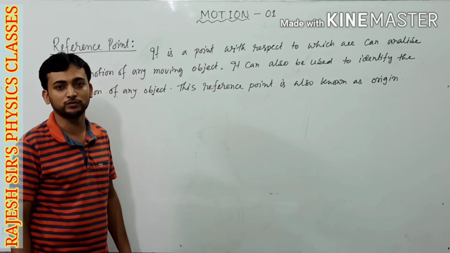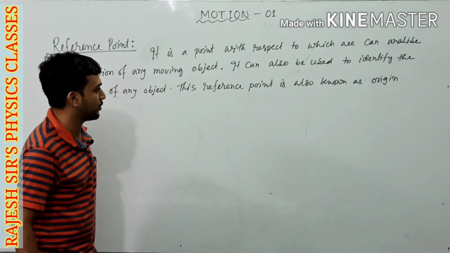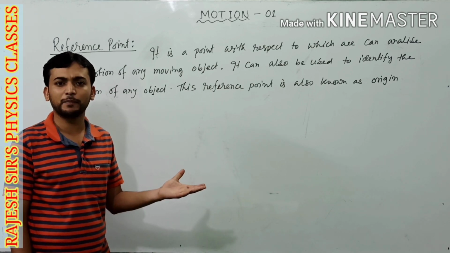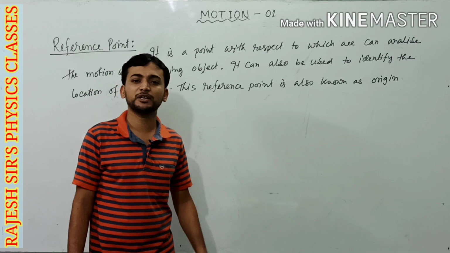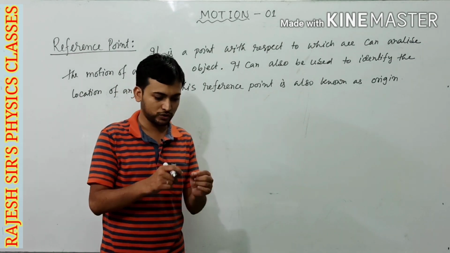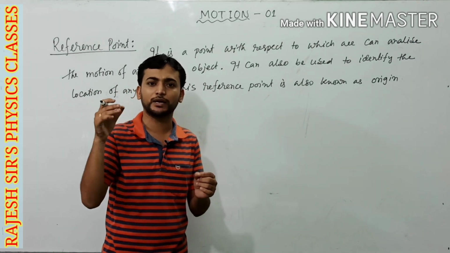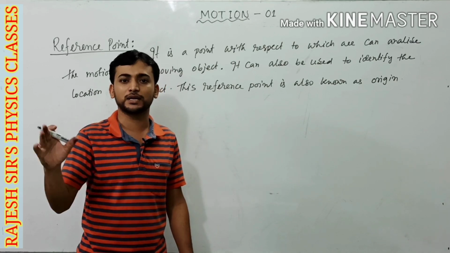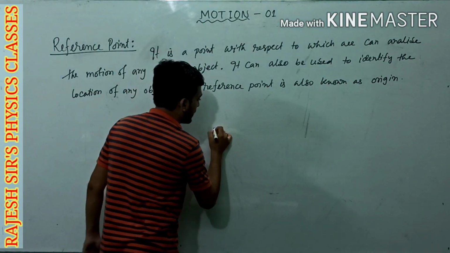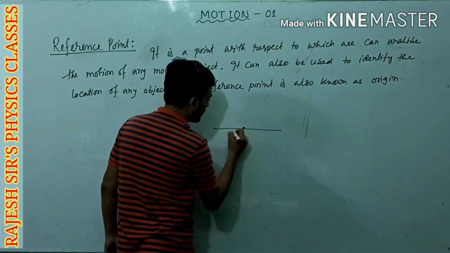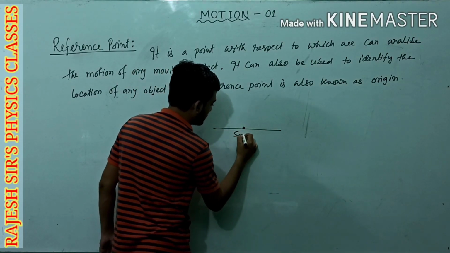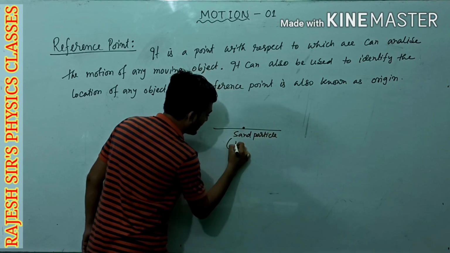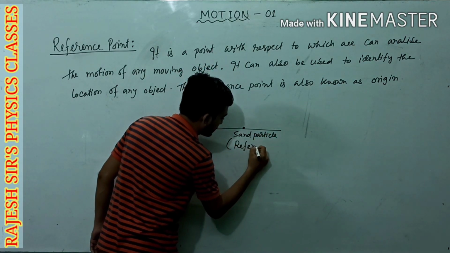Size of the reference point is what? It is very small. Now what can be the example of a reference point? Any sand particle lying on the road can be treated as a reference point, because with respect to that sand particle you can analyze whether a car on the road is moving or it is at rest. Suppose this is the road and here we are considering the sand particle, and this sand particle is our reference point.